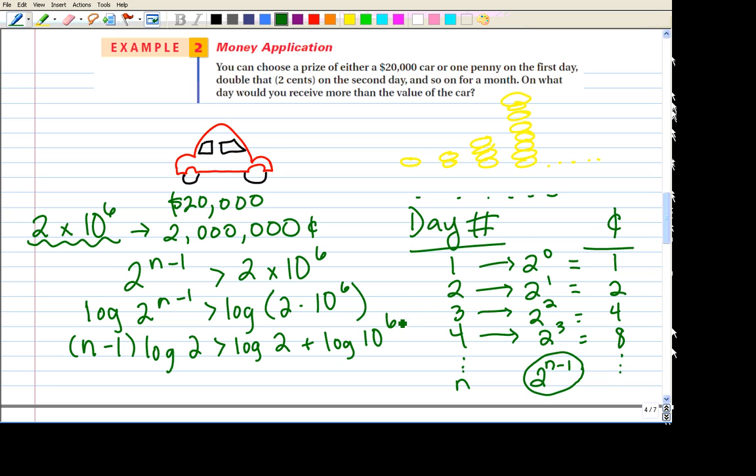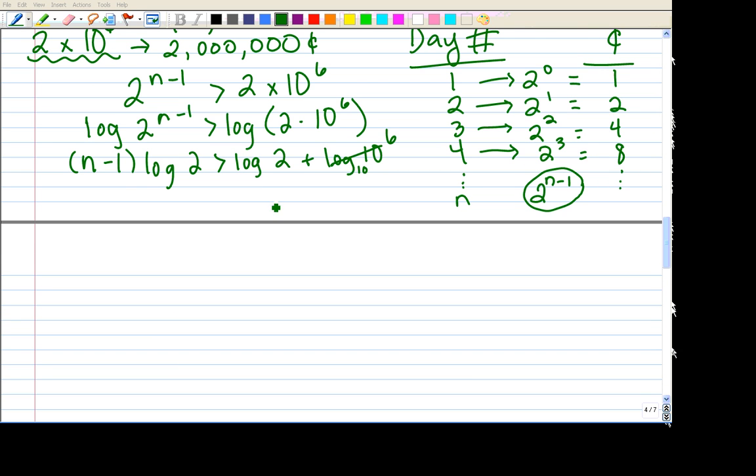Again, there I've got that exponent, so I can move that to the front, or if you catch it, I have log of 10 here, that's a base 10, so that part would cancel. This is just equal to 6. So this right hand side, I've got log of 2 plus 6. Move the page down a bit there. Okay, so I've got n minus 1 times log of 2 greater than log of 2 plus 6.